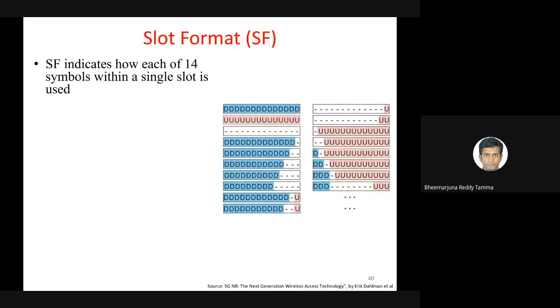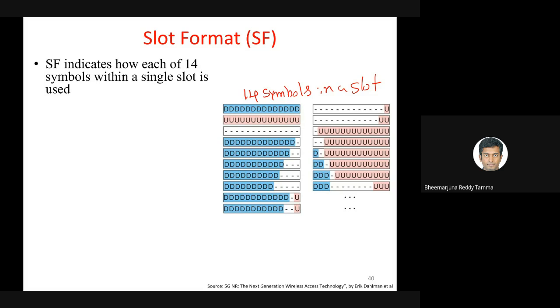So we have something called a slot format where we indicate out of the 14 symbols within a given slot how they can be used. Look at the right hand side illustration. What I'm showing here are the 14 symbols in a slot. So that way, irrespective of the numerology, what I'm telling you is valid. So if you take a slot of 14 symbols, I'm showing you some sample configuration of the symbols for downlink, uplink, and other cases.